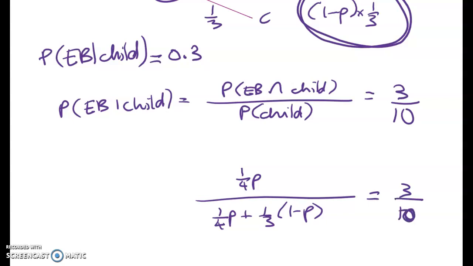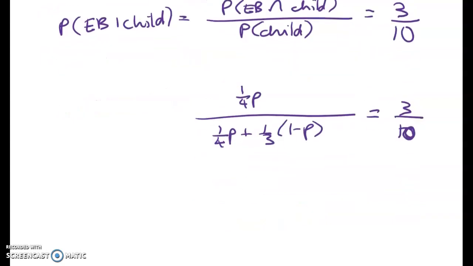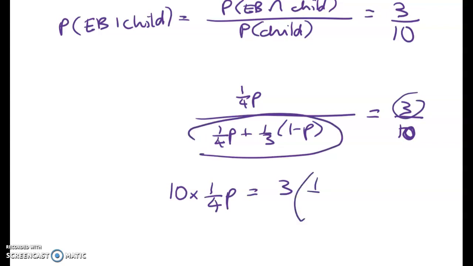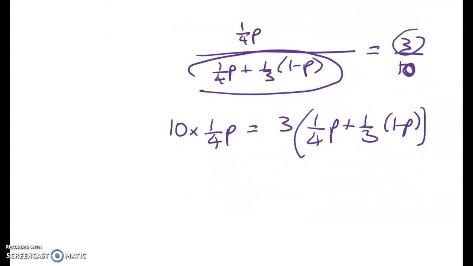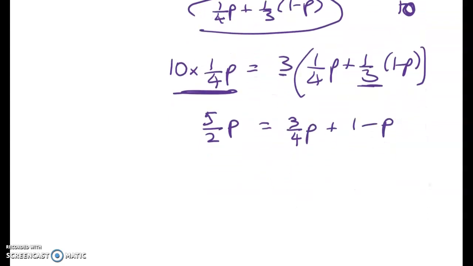Now, I could do a whole lot of cleaning up on that denominator, but I'm not going to bother. The first thing that I'm going to do is just to do some Year 9 algebra and cross multiply, right? So 10 times 1/4 P is equal to 3 times all of this. And now I'm going to do some cleaning up. So on the left-hand side, I'm going to simplify that to 5 over 2 P. Here, expanding out the brackets, I've got 3/4 P plus 3 times a third gives me 1, so it's going to be 1 minus P.